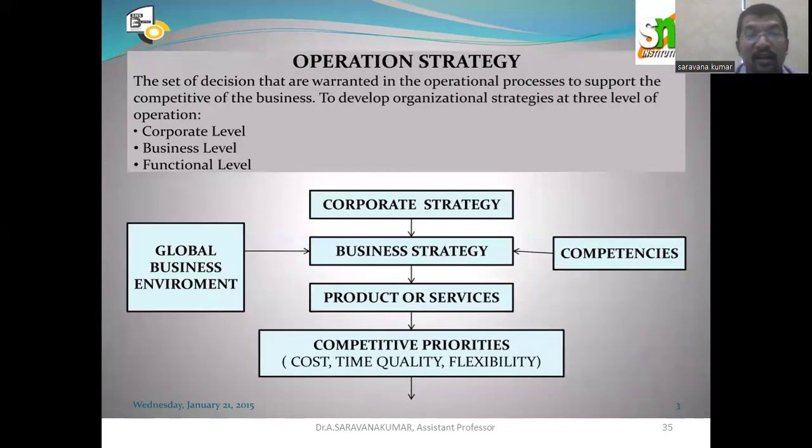Operation strategy is the set of decisions warranted in the operational processes to support the competitiveness of the business, to develop organization strategies at three levels of operation: corporate level, business level, and functional level. So global business environment, that is international business environment, corporate strategy, business strategy, and product or services. Competence is nothing but performance of the business. So competitive priorities: cost, time, quality, and flexibility.